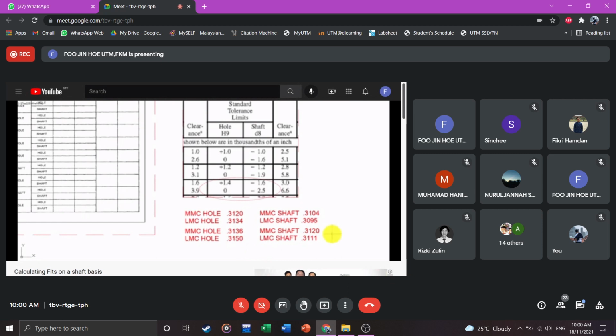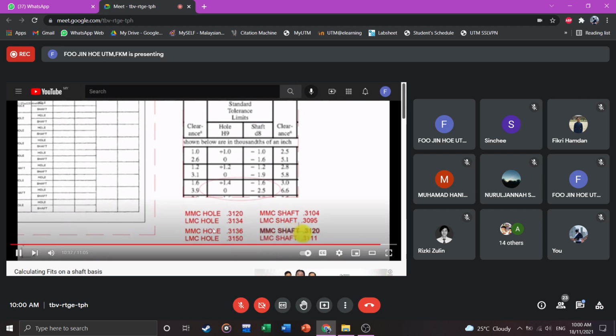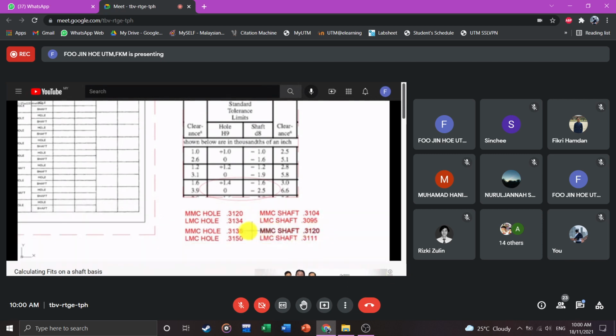So now we take a look again to see what the relationship is. What's the difference between the max material condition size of the shaft and the max material condition size of the hole? 1.6, which is that number right there.